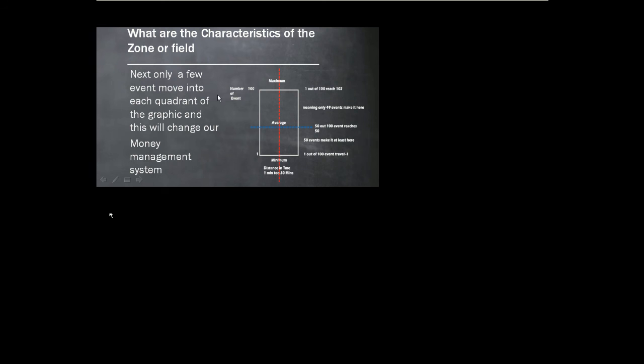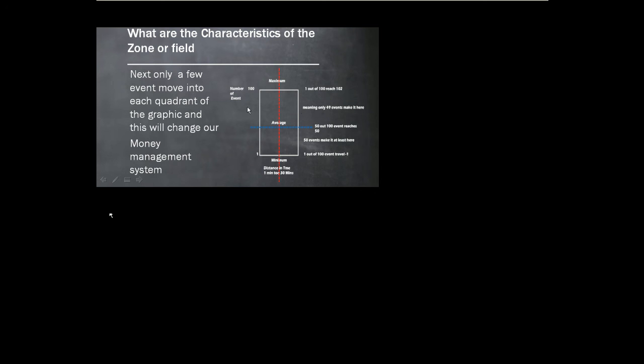Now, next, only a few events move into each quadrant of the graph. This will change our money management system. Okay, so very few get up here, but let's give an example. 1 out of 100 events only went down -1, but 1 out of 100 events reach 102. It's the classic bell curve is what's going to happen. When it hits the middle, 50 events hit there. You have a good probability of hitting the middle, but then it falls off.